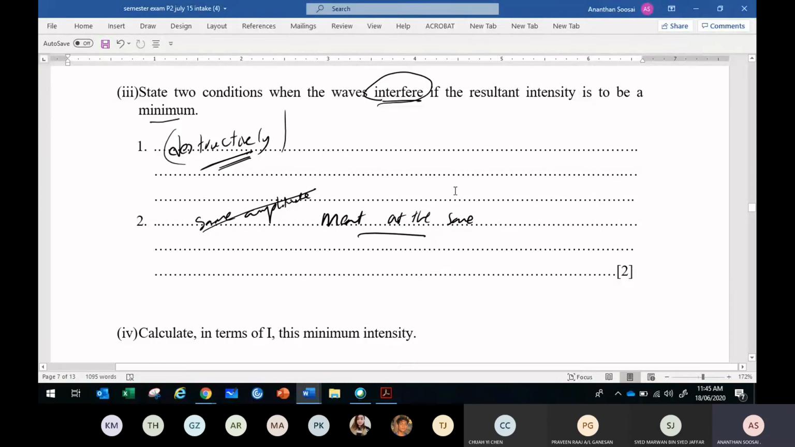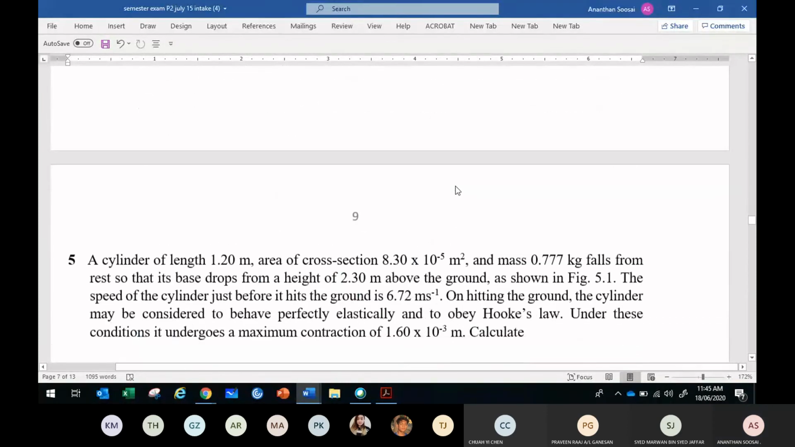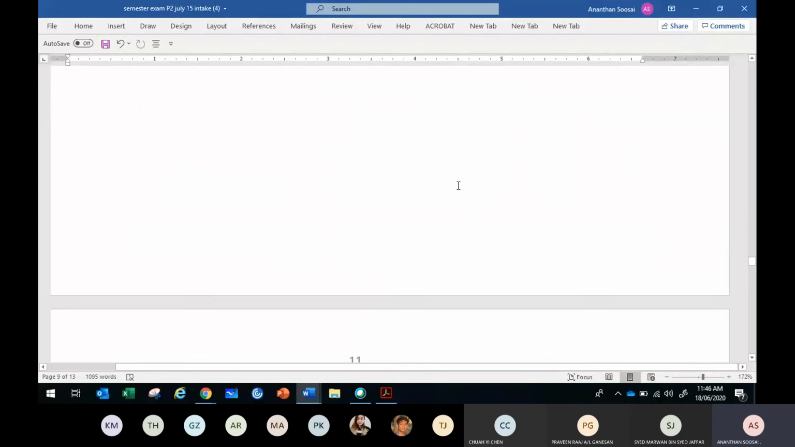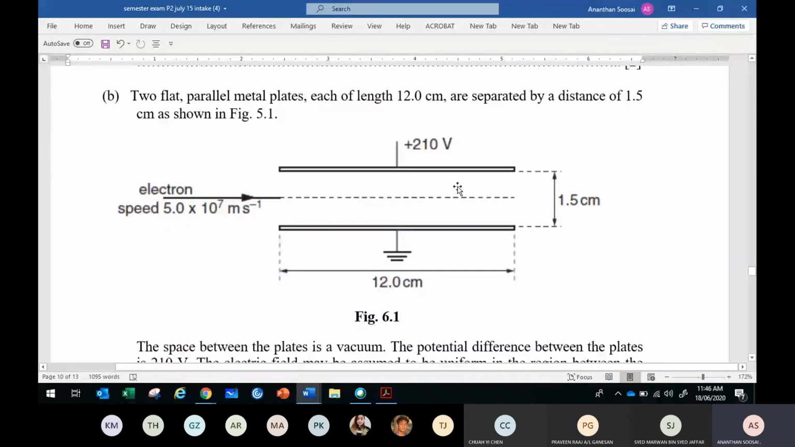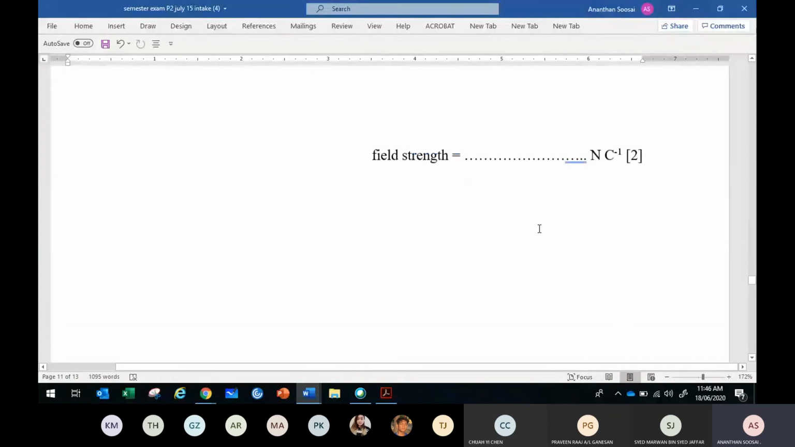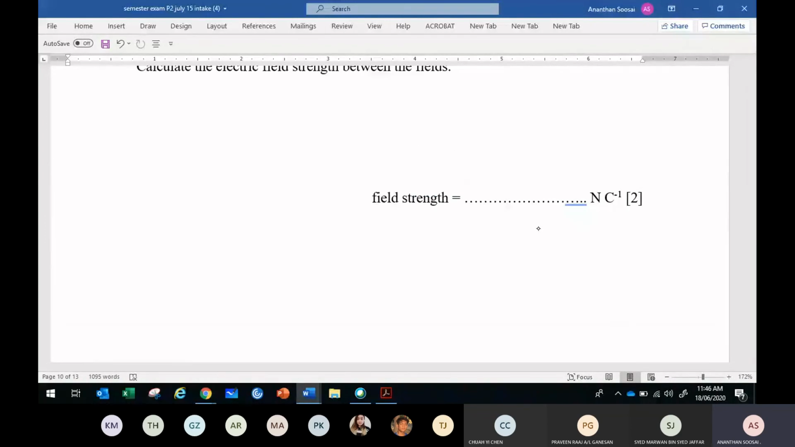Any other question? No questions. Okay, so if no questions, let's continue. Hopefully you tried all the questions. Remember, you have how many questions? You have 30 objective and 30 marks of structure. So it's 1.5 hours.